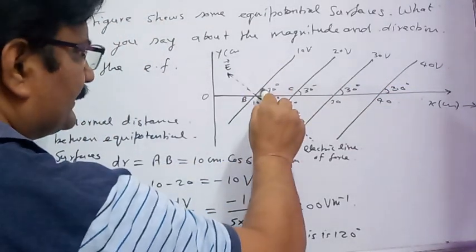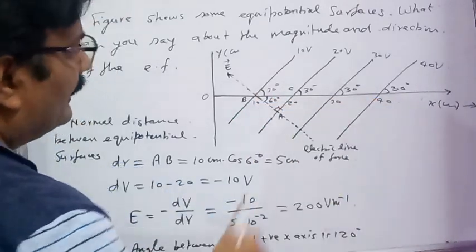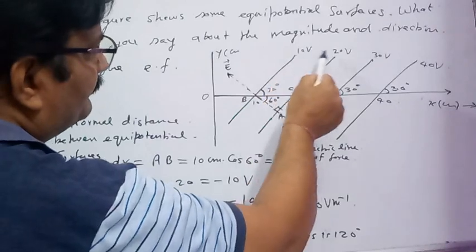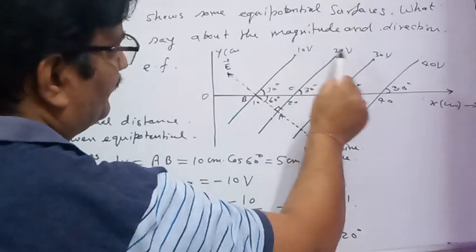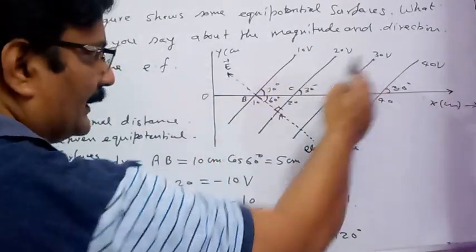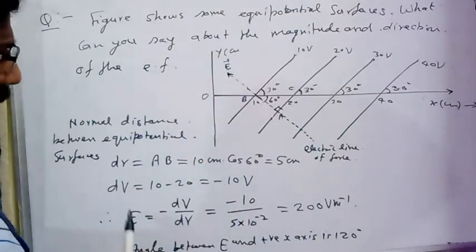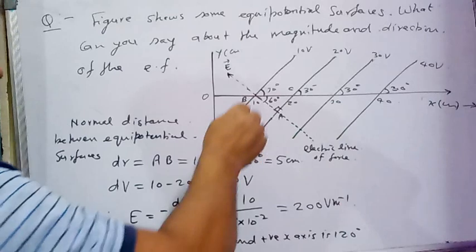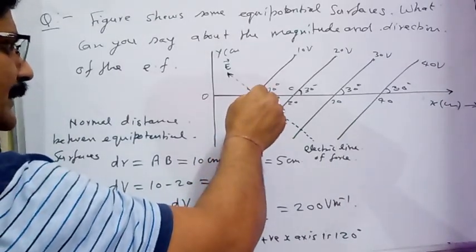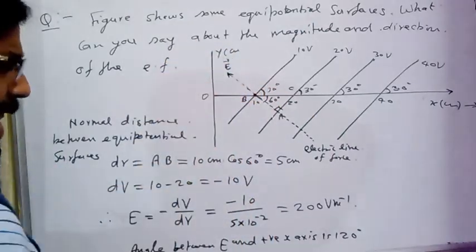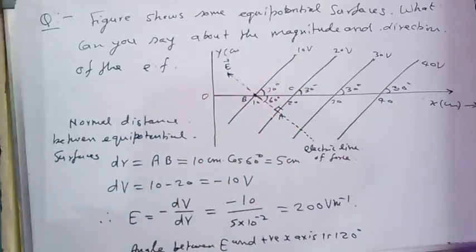Each equipotential surface is making an angle of 30 degree with the x-axis, and potential difference between them 10 volt, 20 volt, 30 volt, 40 volt means potential difference between equipotential surfaces 10 volt. Now we have to find direction and magnitude of the electric field. To find the magnitude of electric field, as we know, electric field lines are always perpendicular to the direction of the equipotential surface, or the direction of electric field is normal to direction of the equipotential surface.